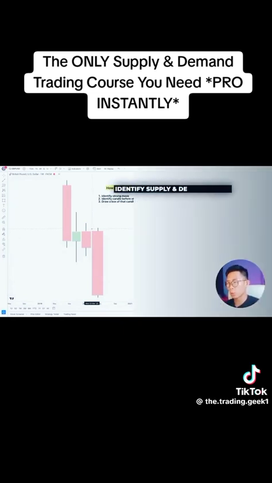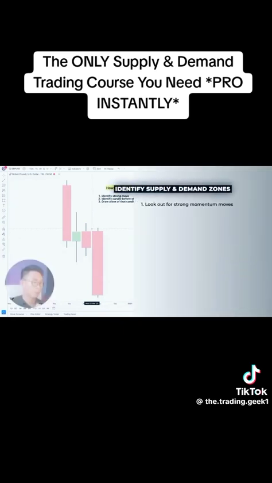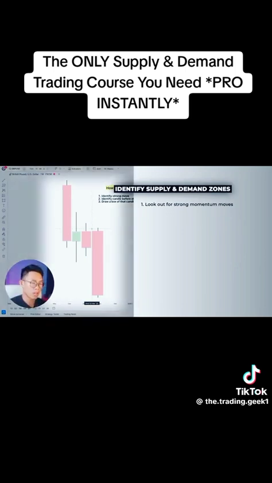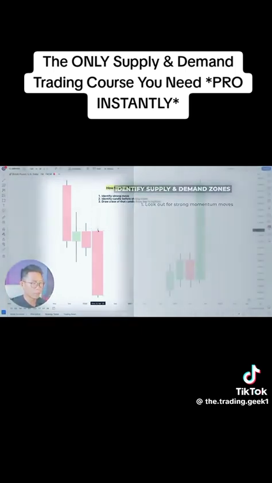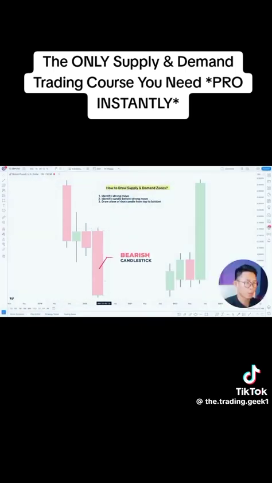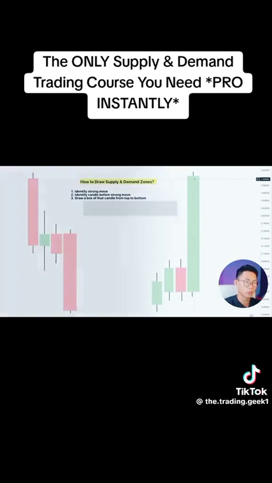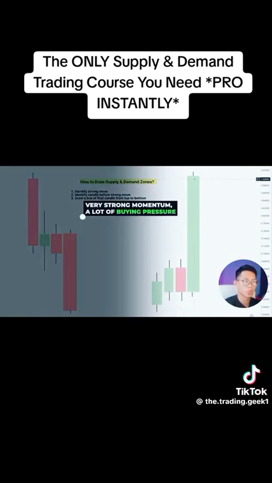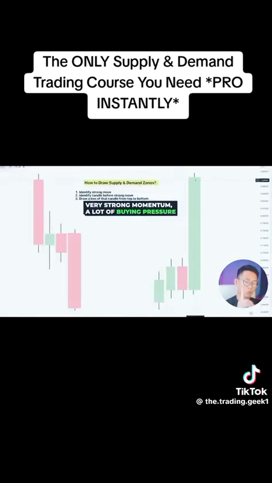Okay, so very simple. You need 3 steps to identify and draw these supply and demand zones. First things first, you want to look out for a strong, big momentum move in price. And how you can identify that is by looking out for gigantic long candles. Like for example, this one right here. This is a very strong bearish candlestick that we have right here. It was a long candle. So at this point, we have identified the strong move. Or another example right here, you can see a huge candle compared to the previous candles. Very strong move, very strong momentum. There's a lot of buying pressure. So that's the first step, identify your strong move.